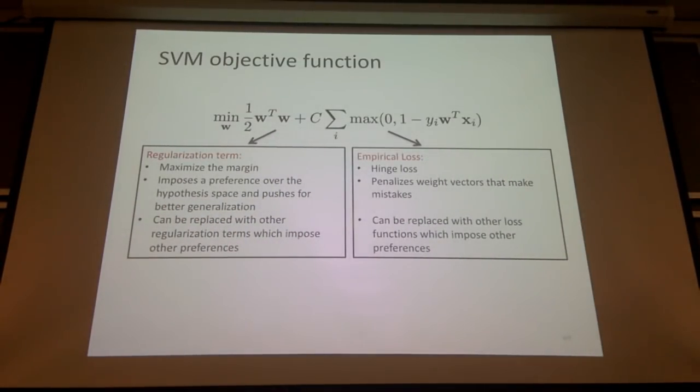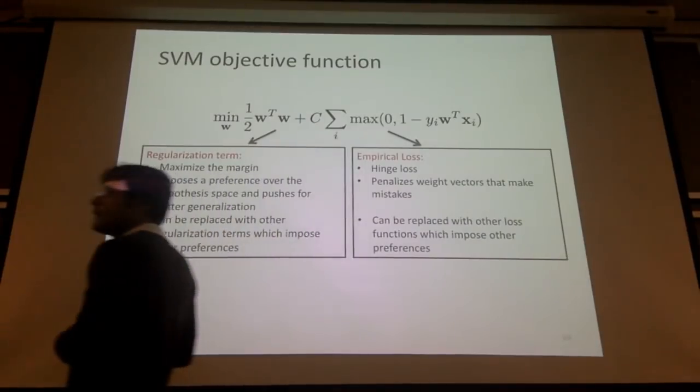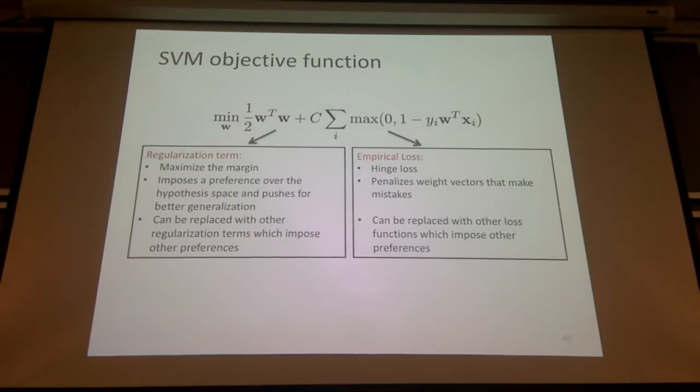The second term is called the empirical loss. For support vector machines, the empirical loss is the Hinge loss. In general, all empirical losses penalize classifiers for their mistakes, or perhaps not even mistakes, but properties that are undesirable, like putting points within the margin. It penalizes classifiers for doing something that you don't like. Put so vaguely, that suggests there can be other loss functions. And there are. There's again a whole cottage industry of loss functions where you can swap out the Hinge loss and get other learning algorithms.